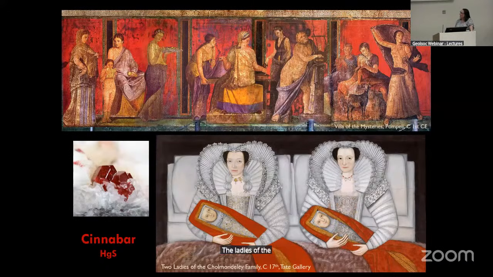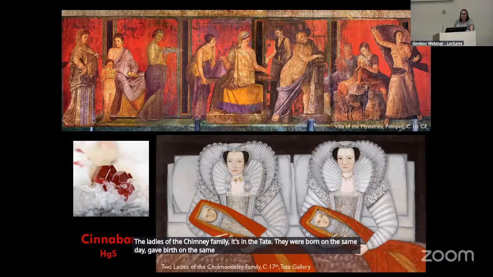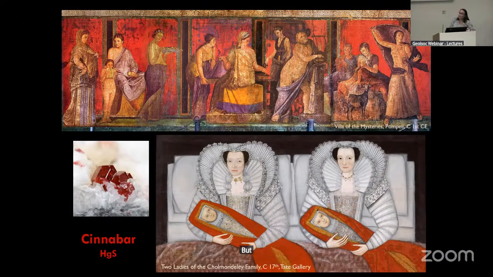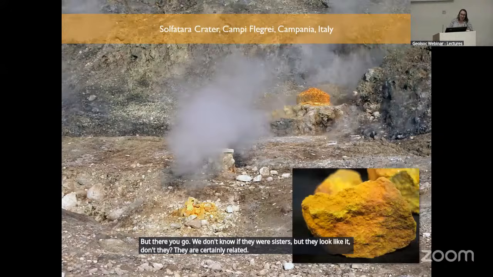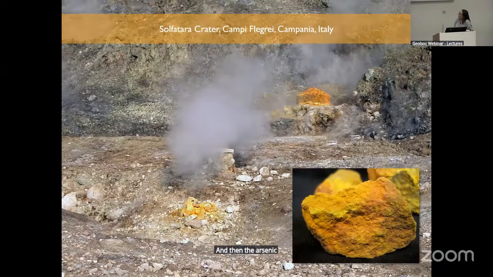It's in the Tate. They were born on the same day, gave birth on the same day, and died on the same day. It's written on the painting, so it's a fact. And they think this actually might be a mortuary painting, that it was after they had died. But there you go. We don't know if they were sisters, but they look like it, don't they? They are certainly related. And then the arsenic sulfides, it gets worse, even more poisonous.